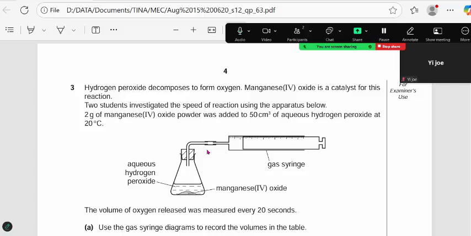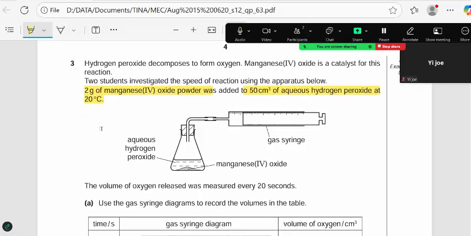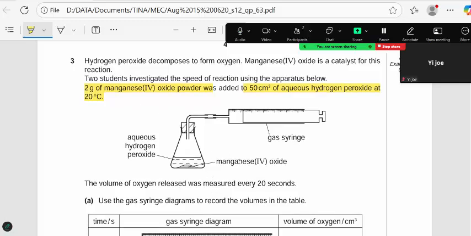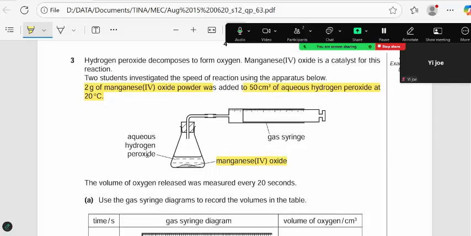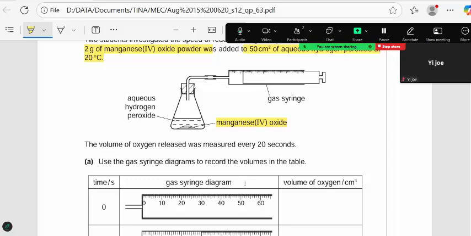2 grams of manganese(IV) oxide powder was added. Please highlight the words 2 grams of manganese(IV) oxide powder, to 50 cm³ of aqueous hydrogen peroxide at 20 degrees Celsius. So this is a catalyst to make this reaction faster. This reaction is really, really slow. Every 20 seconds they measure.